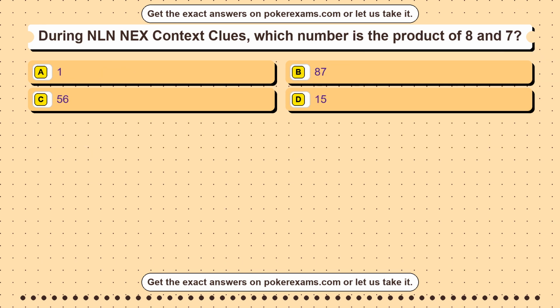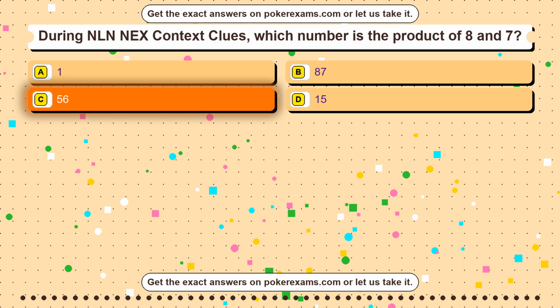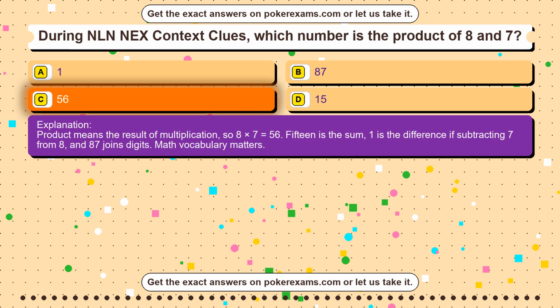Question 11. During NLN NEX Context Clues, which number is the product of 8 and 7? Option A, 1. Option B, 87. Option C, 56. Option D, 15. The correct answer is option C. 56. Product means the result of multiplication, so 8 times 7 equals 56. 15 is the sum, 1 is the difference if subtracting 7 from 8, and 87 joins digits. Math vocabulary matters.